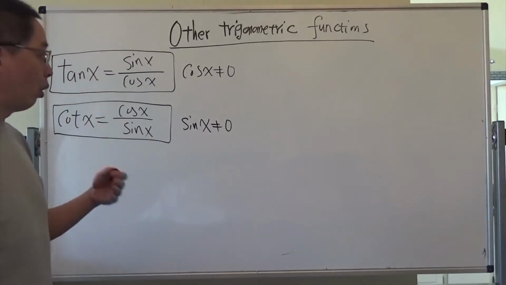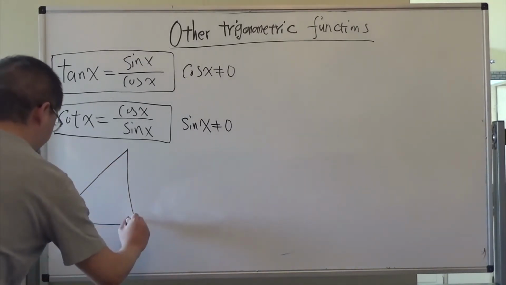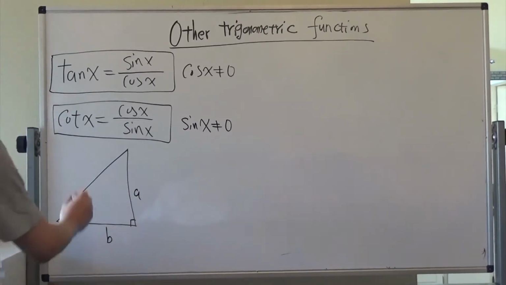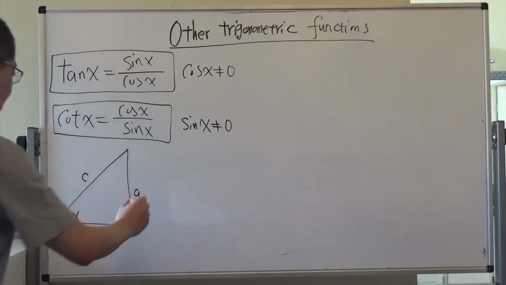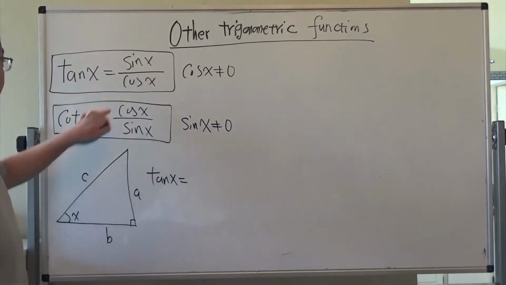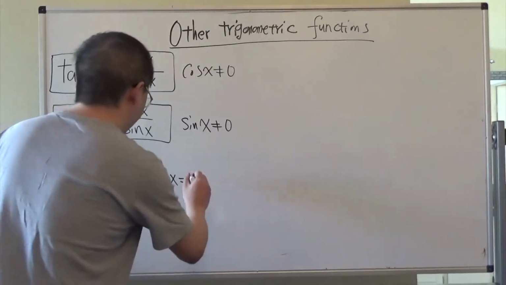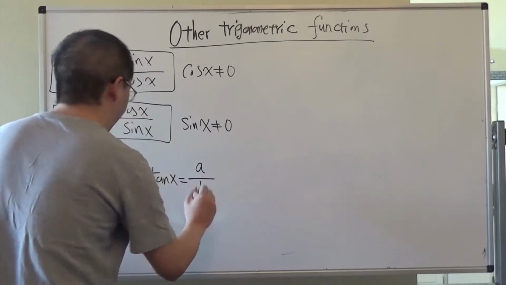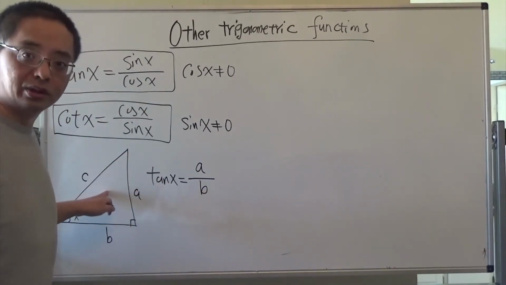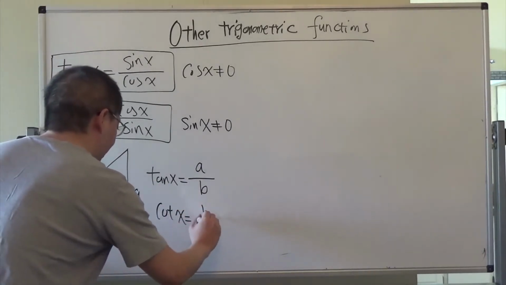If we go back to the original setup, which is within a right triangle, say this is the leg A, this is leg B, and this is the angle x. Here's the hypotenuse C. Then we see the tangent x equals, well, sine x is A over C, cosine x is B over C. If you take the ratio, the hypotenuse is cancelled. What we are left with is the opposite leg divided by the adjacent leg. So this is the tangent x within the original right triangle. Similarly, we have cotangent x equals B over A.